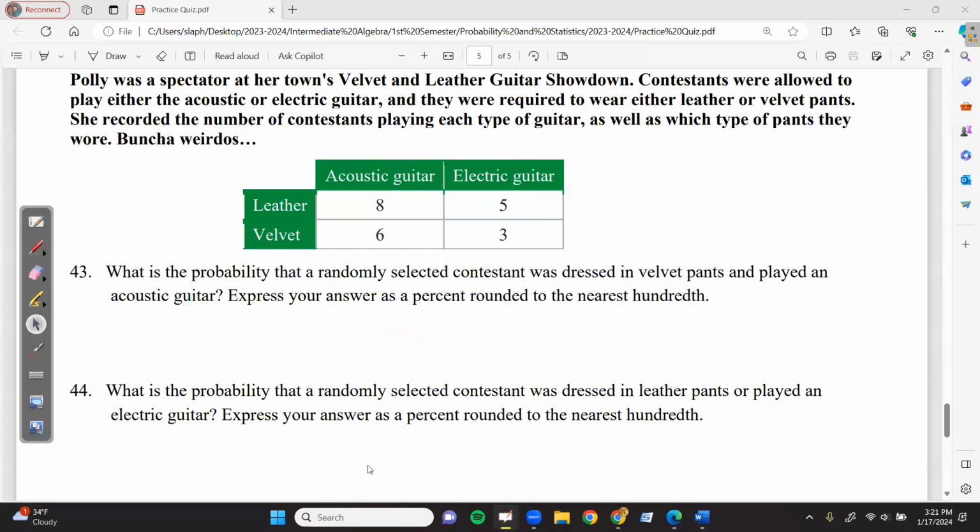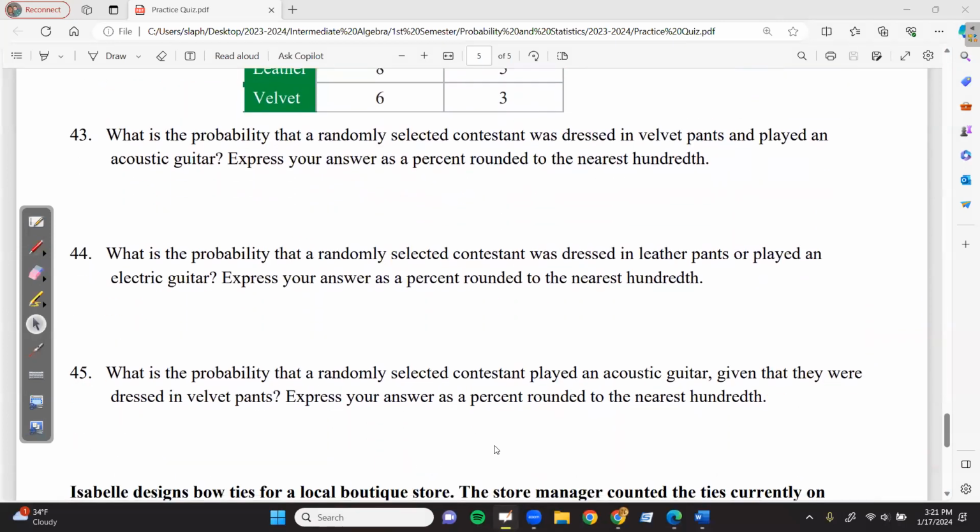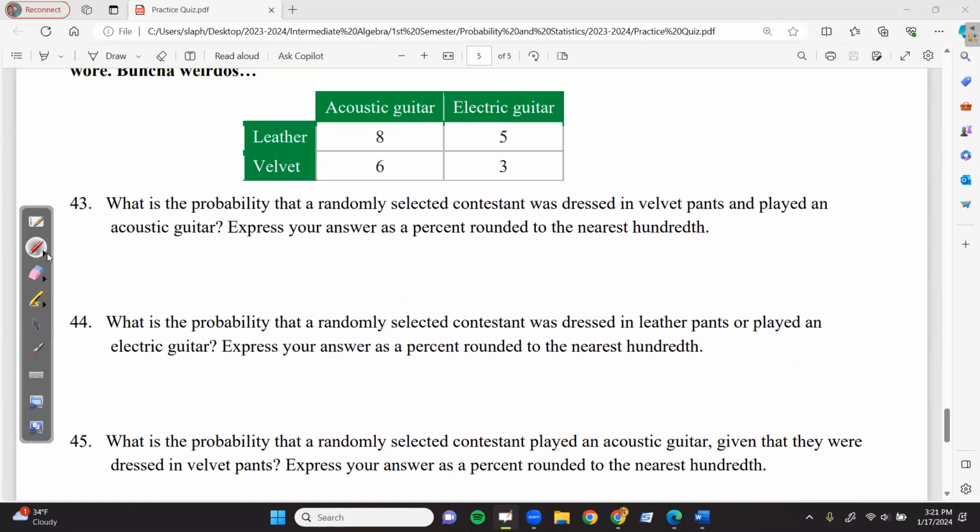That leads us then to question number 45, which is what's the probability that someone plays an acoustic guitar? And look, again, you do this on IXL. Given that they were dressed in velvet pants, what that does is it shrinks the denominator. If it's given that they wore velvet pants, basically all these people now that wore leather are dead to me. They no longer exist in this table. So the new bottom of the problem is 9. There are no longer 22 people at the table for this problem. And I just want to know what's the probability that they played an acoustic guitar. How many of those 9 weirdos played acoustic?